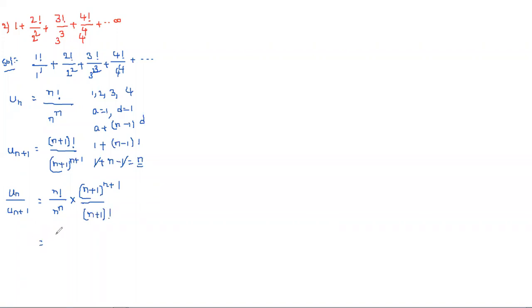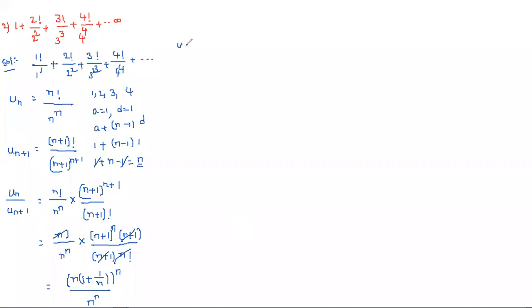So this is simply what we can write: n factorial by n power n, and this we can write as (n plus 1) whole power n into (n plus 1) by n plus 1 factorial, which we can write as (n plus 1) into n factorial. Here n factorial cancels and n plus 1 cancels. So here you can take n as common: n into (1 plus 1 by n) whole power n by n power n.